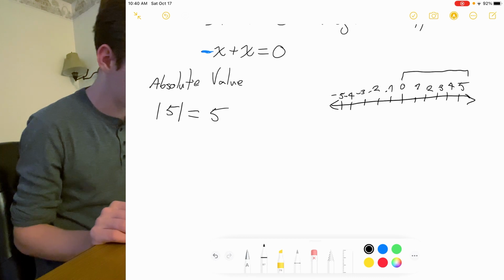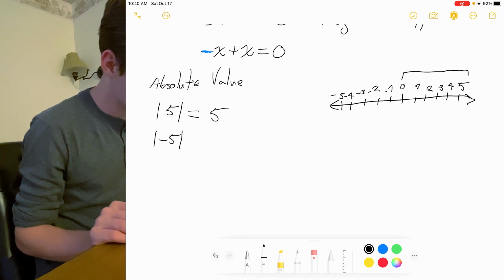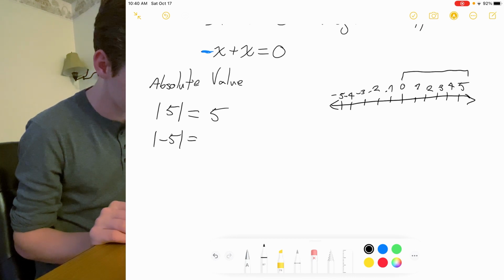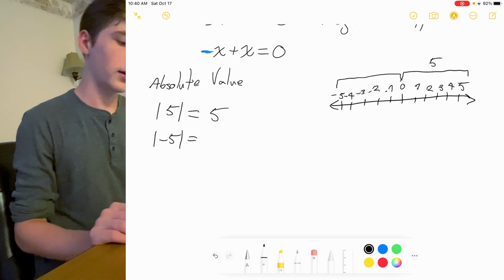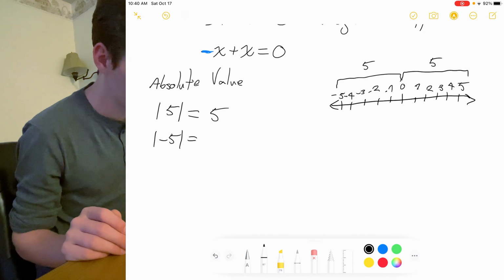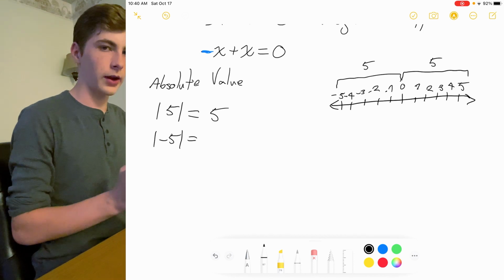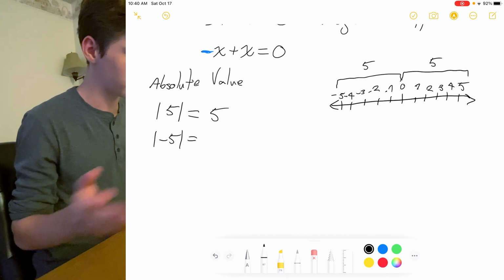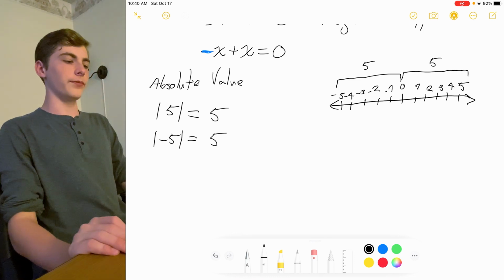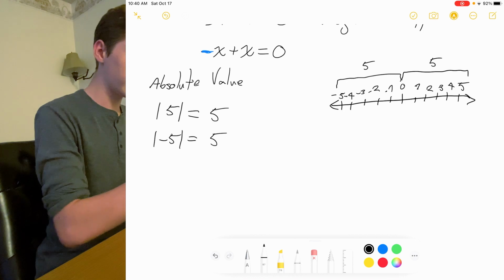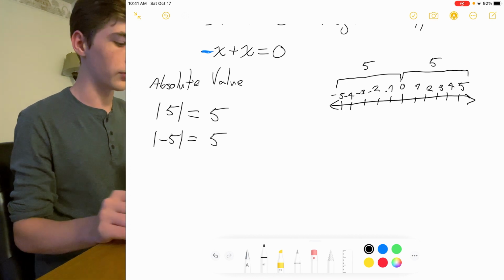Okay, what if we took negative 5? So what's the absolute value of negative 5? Well, how far away from 0 is negative 5? That's going this direction. So that's 5. It's actually also going to be 5, right? Not negative 5, because we don't care about which direction we're going. It's just a distance of 5. So both 5 and negative 5 have the same absolute value.